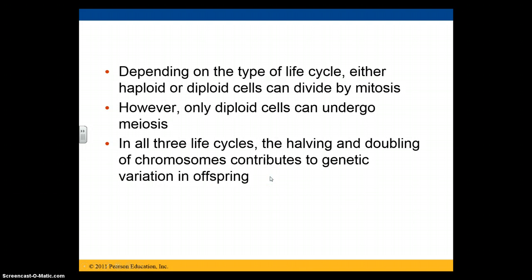So depending on the type of life cycle, either haploid or diploid cells can divide by mitosis, but only diploid cells can undergo meiosis. So you can't have half a set of chromosomes. That makes sense. So in all three life cycles, the halving and the doubling of chromosomes is going to contribute to genetic variation in the offspring.